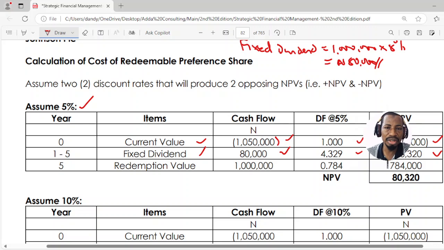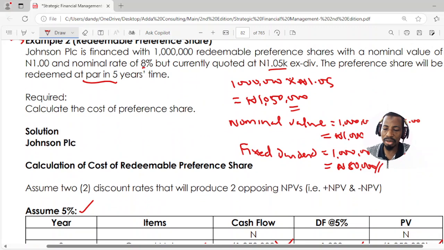How am I going to redeem the preference share? Is it going to be redeemed at par, at a premium, or at a discount? If it's redeemed at par, that means at the nominal value, and you know the nominal value is 1 million naira. If it's redeemed at a discount, that means it will be less than the 1 million naira. If it's redeemed at a premium, it will be more than the 1 million naira.